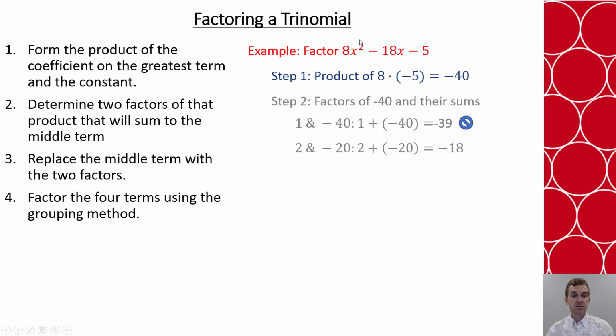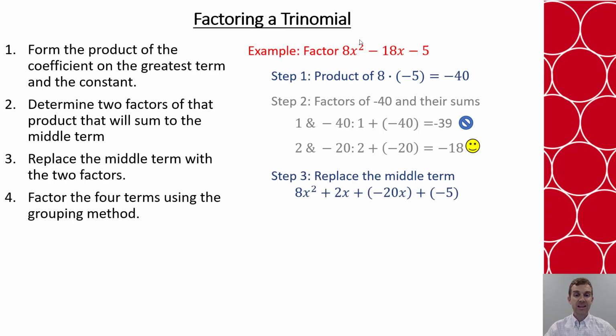So what that tells me is I'm going to replace my middle term with these two factors so that I can group factor. So that means I'll have 8x squared plus 2x plus negative 20x plus negative 5. It doesn't matter which order you put these in, just again, use the plus and negative because it will make it a lot easier to do your group factoring.